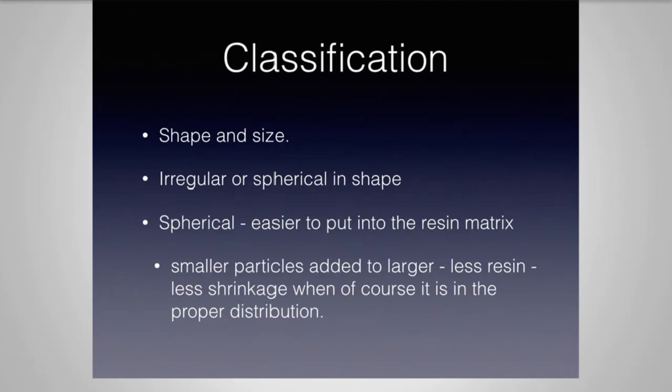The classification of the fillers in the composites that we use are based on the shape and size of the filler particles, whether they're irregular or spherical in shape. Spherical is easier to put into the matrix material of the resin, and the smaller particles can be added to larger so that you get even less shrinkage, less free resin in the composite material when it cures. And of course, it enables a better distribution in that capacity. If you mix them right, you're going to get a more compact, tighter, and stronger composite material in the manufacturing process.